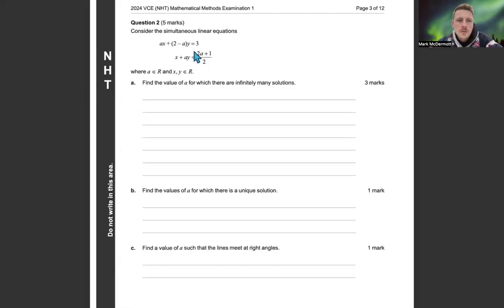Next question. Consider the simultaneous linear equations ax plus 2 minus a times y equals 3 and x plus ay equals 2a plus 1 on 2, where a is an element of real numbers and x and y are also real. Find the value of a for which there are infinitely many solutions. Okay, infinitely many solutions means that the gradients and the y-intercepts are the same. So what I would do is rearrange these equations to put them in y equals mx plus c form. So we call this equation 1.